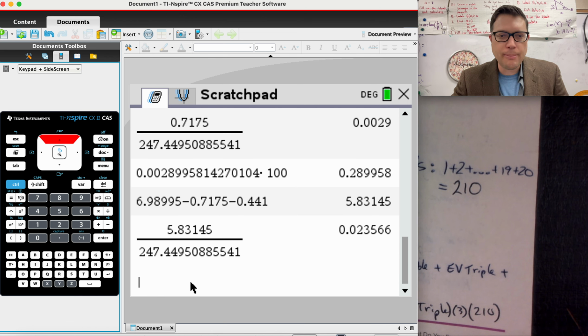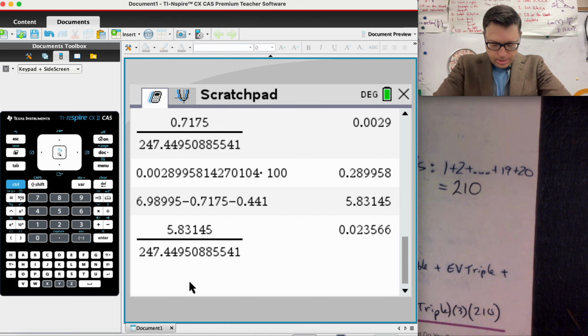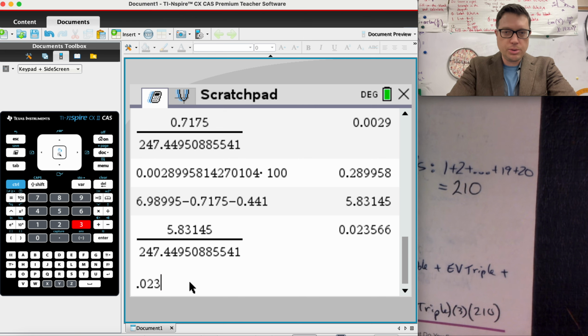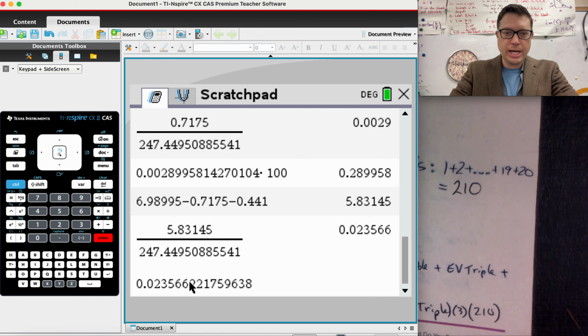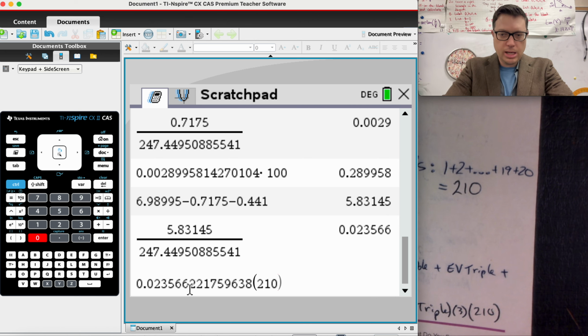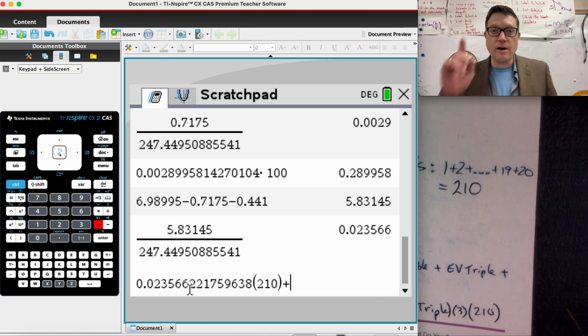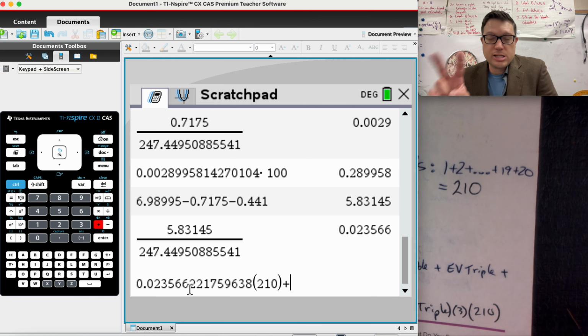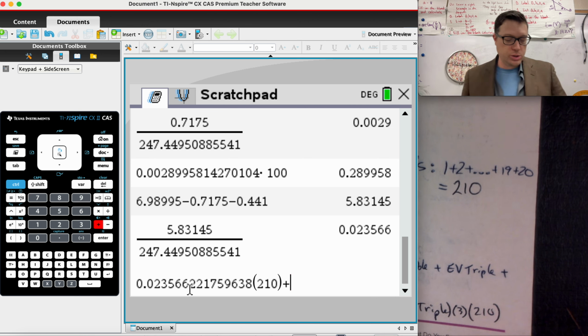Oh, I deleted that part. Why did I delete that part? So 0.0236. Oh, no, I didn't. It's right there. What am I thinking? Okay, so this times 210. That's the probability of a single times the expected value, the total summation of the expected value score.